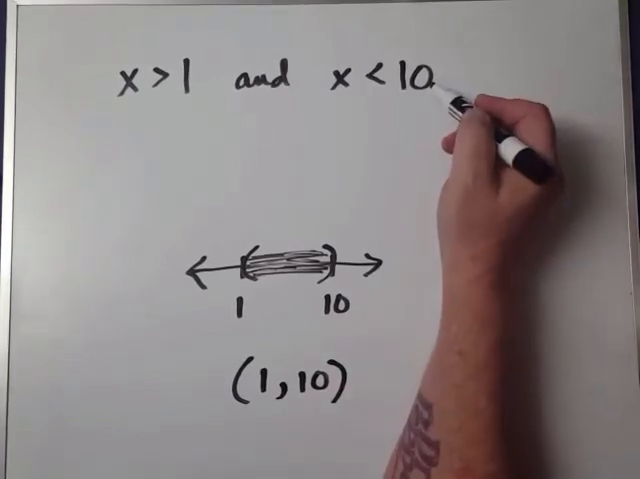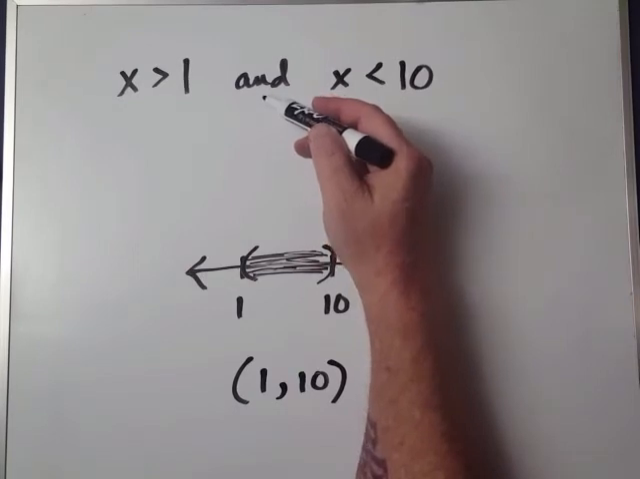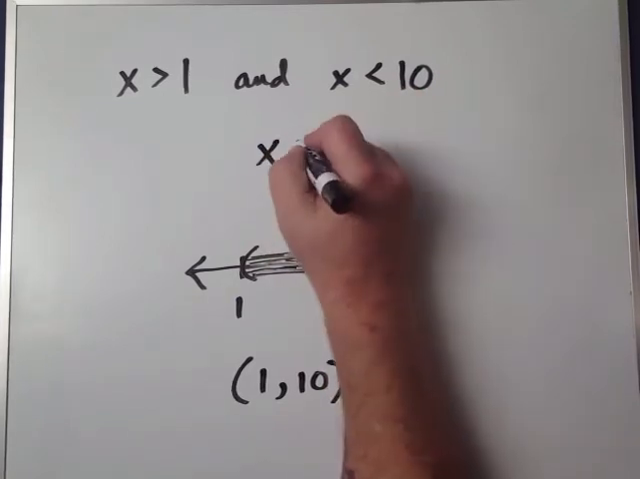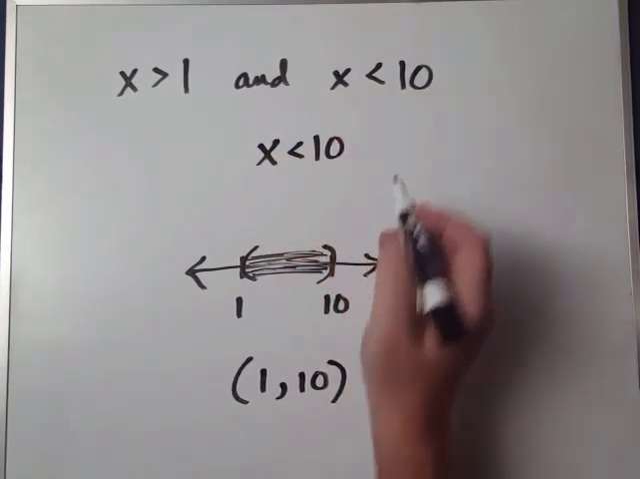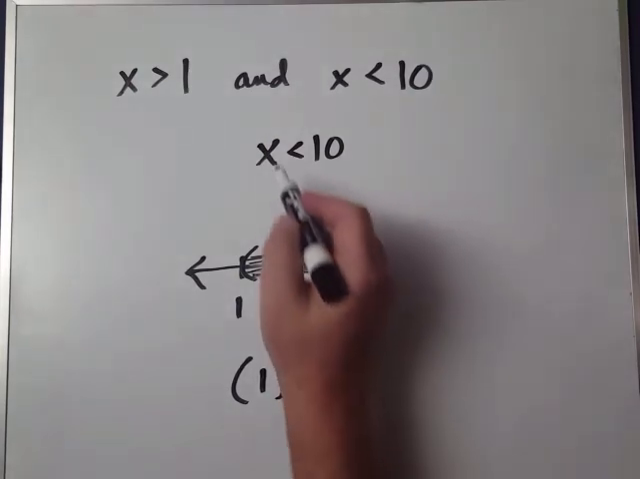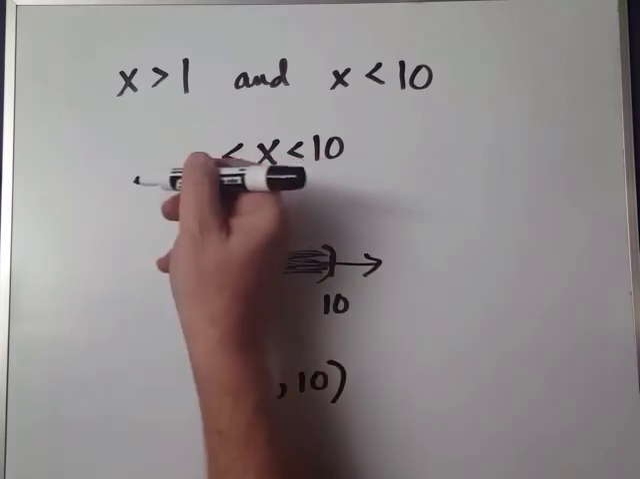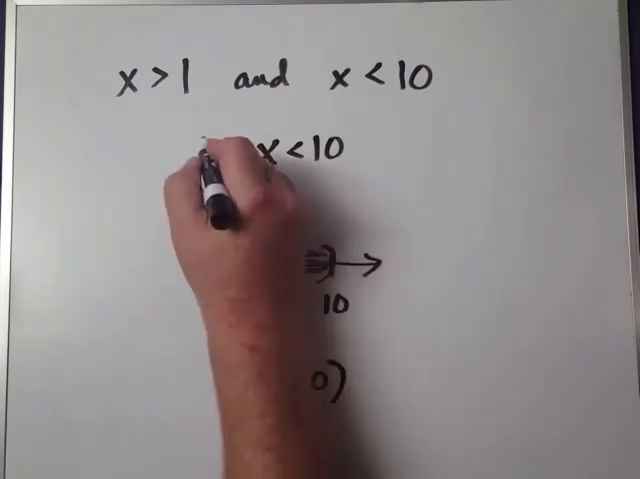Another way to write this compound inequality is to write that I'm thinking about x's that are less than 10, and at the same time, watch this, and at the same time x is greater than, because I'm reading right to left, x is greater than 1.